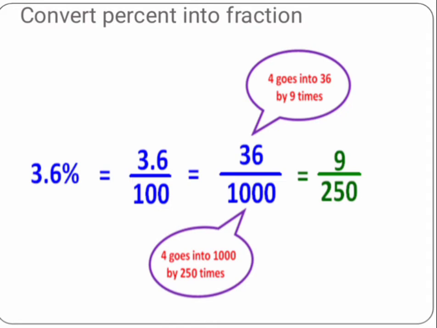3.6%. When we write it in the fractional form, it will become 3.6 upon 100. And when I remove the point from there, it will become 36 upon 1000. And when it is converted into the simplest form, it will become 9 upon 250. In this way, we are going to convert a percent into the fractional form.